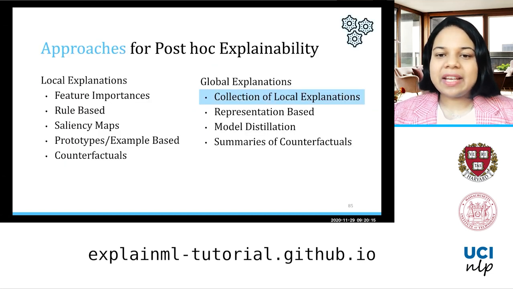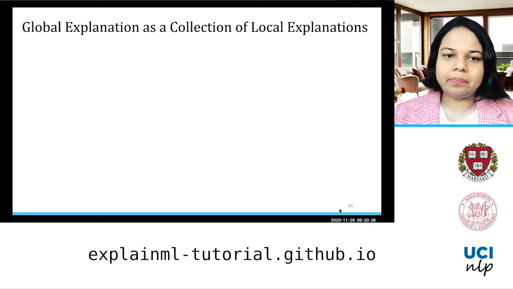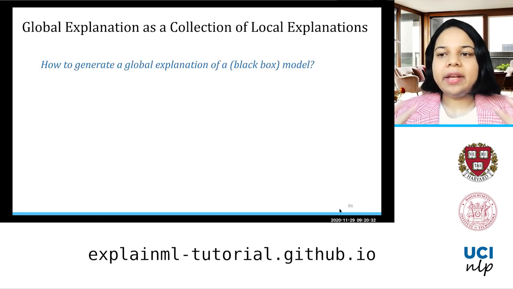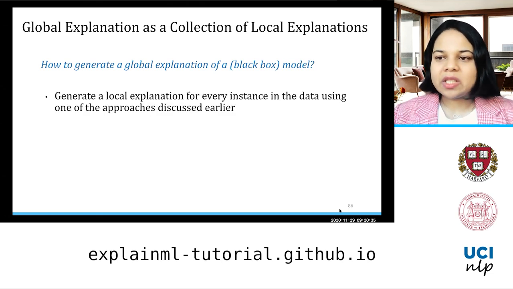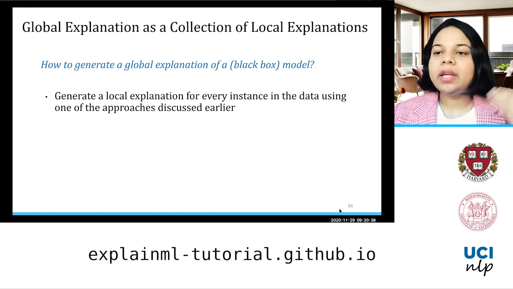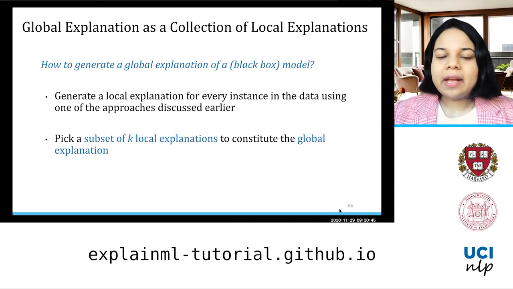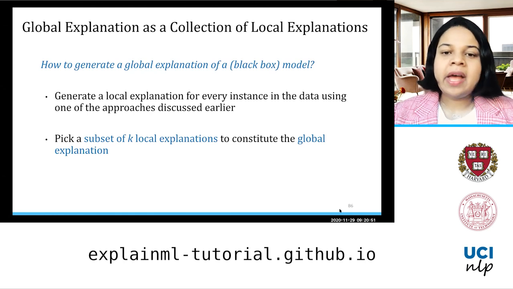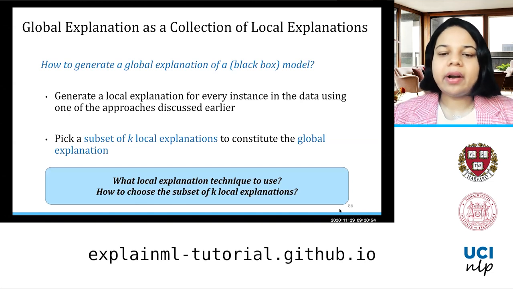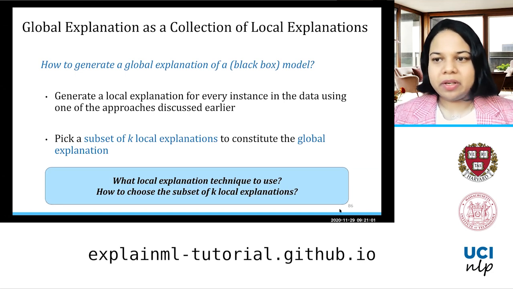Now let's jump into some of the techniques which are proposed in literature to construct global explanations. Let's start with the first approach, where a global explanation is seen as a collection of local explanations. All right, the idea here is to basically first generate a local explanation for every instance in the data using one of the approaches that we discussed earlier in this talk. And once we have that, we then pick a subset of k local explanations to constitute the global explanation. And the choices that we really need to make here are what local explanation technique to use and how to choose the subset of k local explanations.